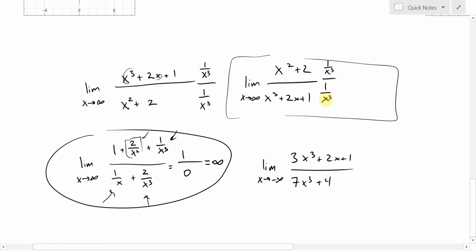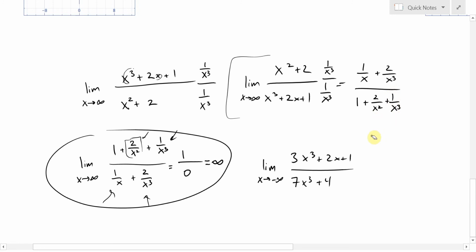That's the trick. And you're going to end up with, I think, 1 over x, 2 of them cancel, plus 2 over x cubed over, and on the bottom it looks like we have a 1 plus 2 over x squared, right? We only canceled one of them. Plus 1 over x cubed, and I'll just do this real quick. This is going to go to 0, this is going to go to 0. This one's real easy, so this is going to go to 0 on top, 1 plus a bunch of zeros on the bottom. 0 over 1 is just 0, so it goes to 0.